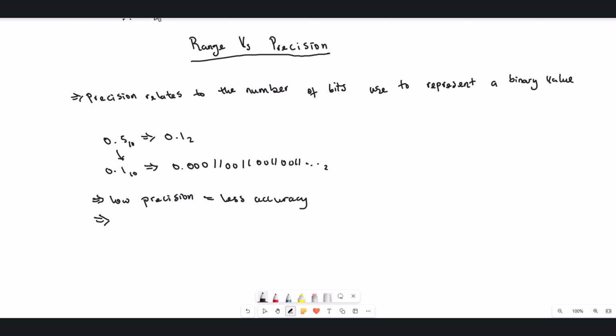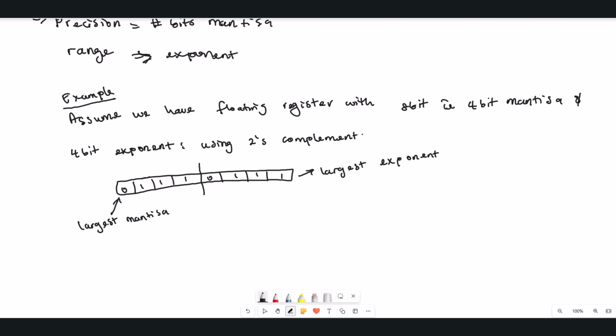Precision is governed by the number of bits allocated to the mantissa, while range reflects the exponent. So we have to know one thing. For example, let's assume that we have a floating point register with 8 bits, that is 4 bits for the mantissa and 4 bits for the exponent. Now, using 2's complement, this is the largest mantissa. Remember, here we are using 2's complement, so this will be like a negative value here. So this is the largest mantissa and this is the largest exponent that can be represented using this setting.